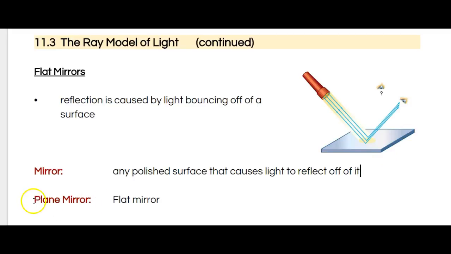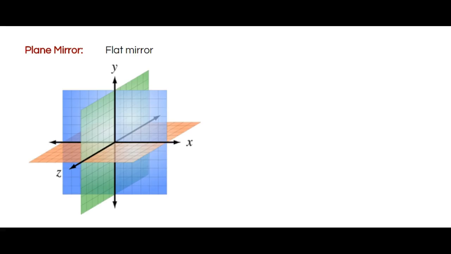So some terminology specific to this unit, though. When we say a plane mirror, not P-L-A-I-N, but P-L-A-N-E mirror, we really just mean a flat mirror. When we talk about a flat plane, we just mean a flat surface that is two-dimensional. So just to give you some insight as to where this term plane comes from, in geometry or math or physics, we're talking about a flat two-dimensional surface.